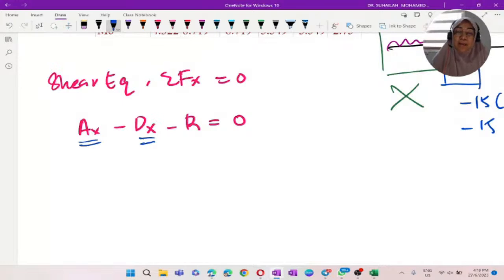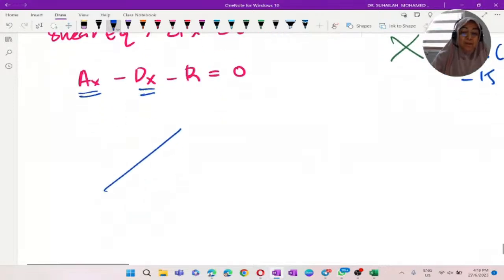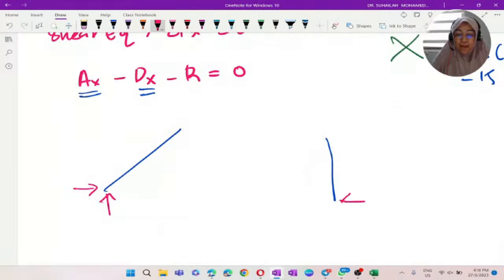The problem now is that member AB is inclined. See, member AB is inclined like this. So we have AX and AY, two unknowns. Having these two unknowns, what should we do? For member CD, it is a regular column where we have DX like this, and from this we can calculate DX. But for AB, we cannot calculate it directly as usual because there are two unknowns, AX and AY.